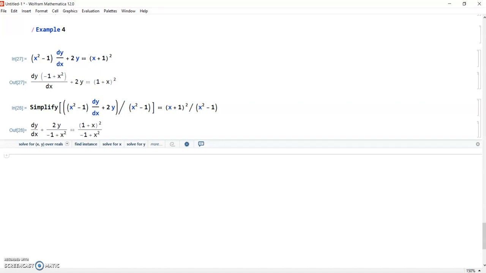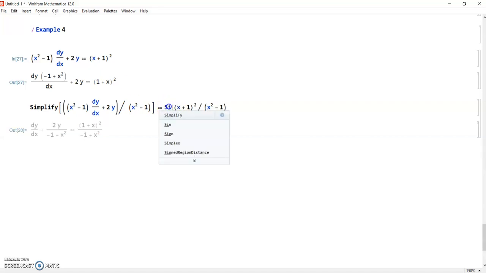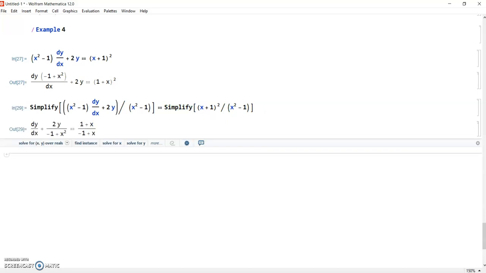So we have now got the equation in the simplified form, in the standard form. I think we need a simplification on the right hand side as well. Simplify. So now the right hand side has also been simplified.